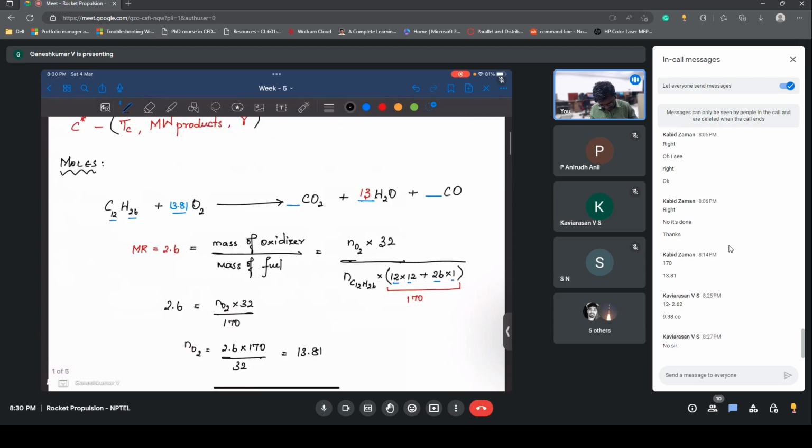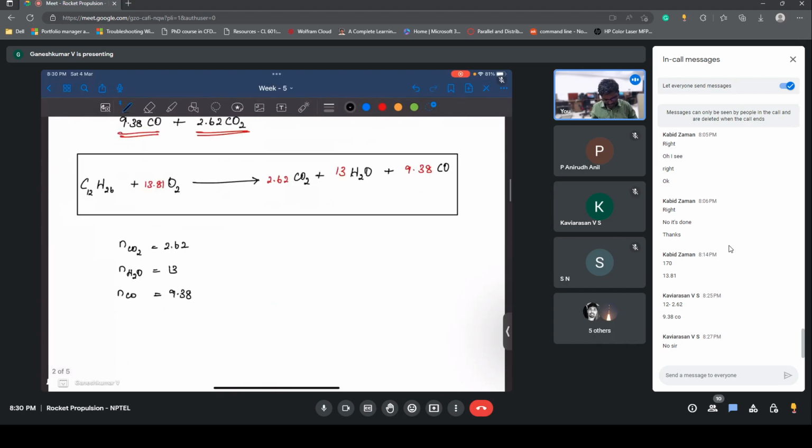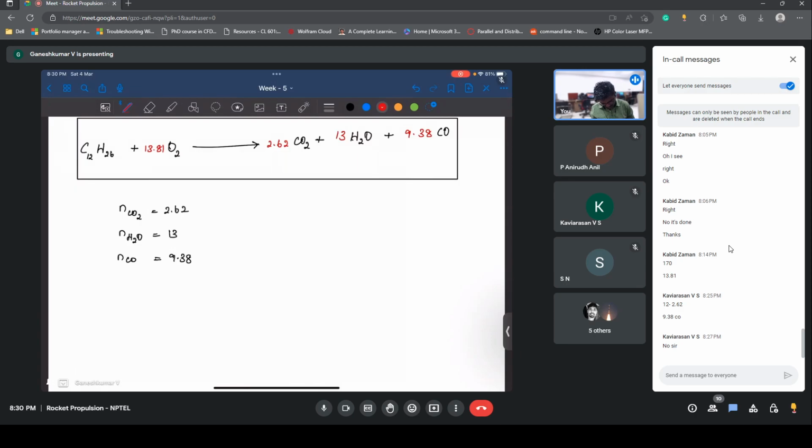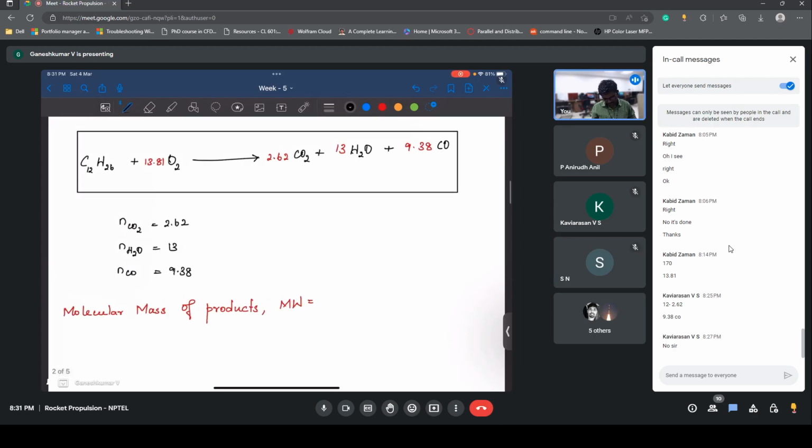This is done. Now the next question is the molecular mass of this product mixture. How do I calculate the molecular mass of this product mixture? I know the number of moles, right? Does anyone have any idea? Yeah, number of moles times the atomic mass, summation of all those divided by the total number of moles.